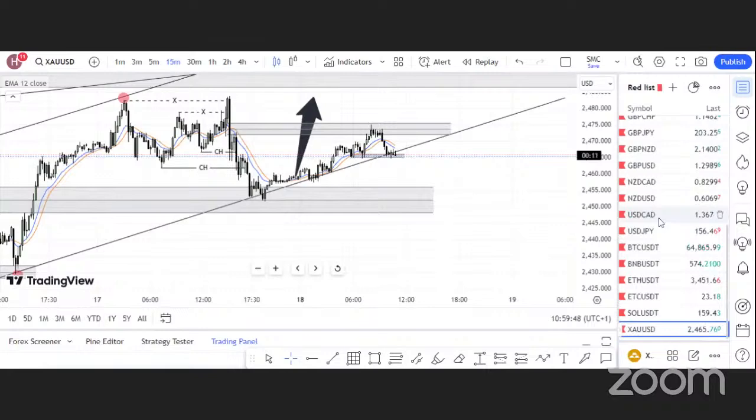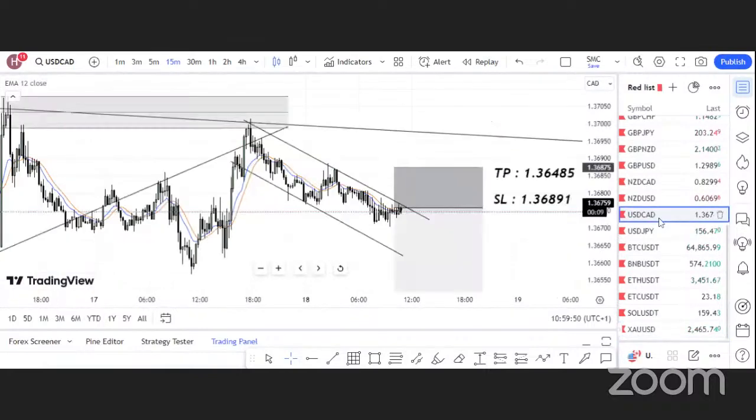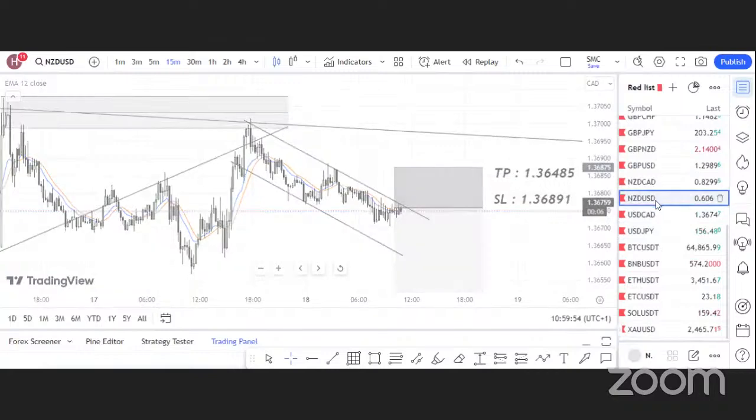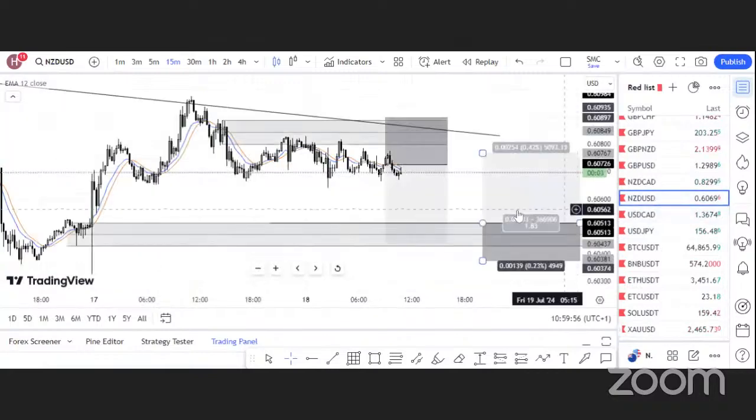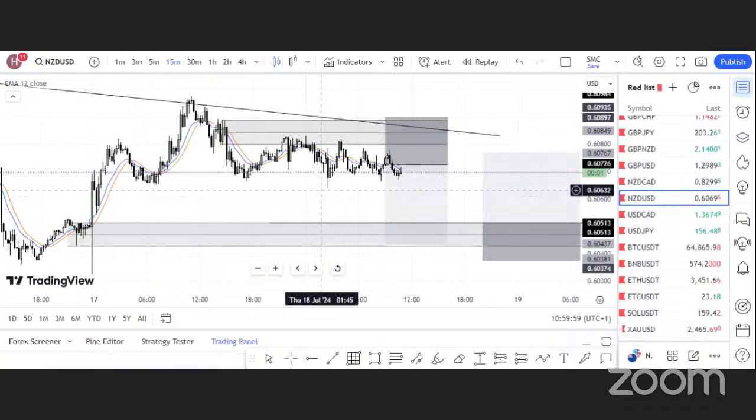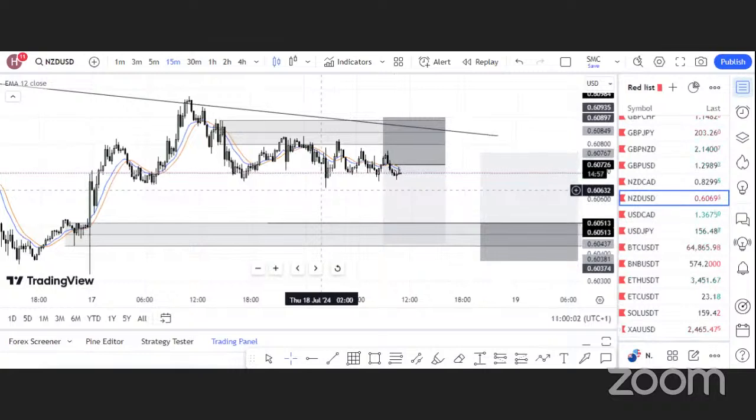But remember, we have positions on USDCAD and NZDUSD. So make sure to close position once you start making profit.